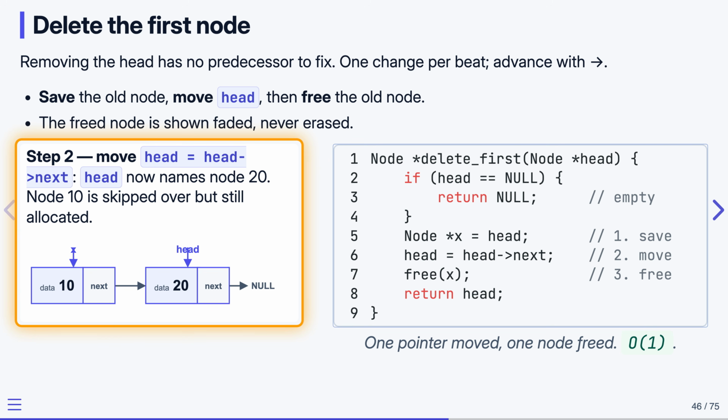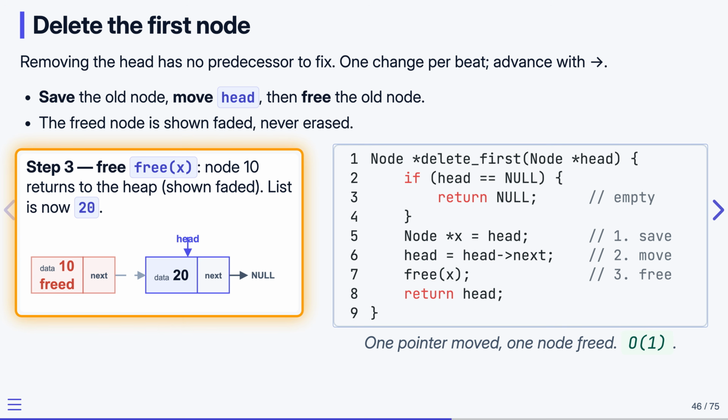Node 10 is bypassed, but it is still in memory. We have not freed it yet. Step 3, free. We run free of x. The old first node goes back to the heap. I have ghosted it in red rather than erasing it so you can see it is gone but not forgotten. The list is now just 20. 1 pointer moved, 1 node freed, big O of 1.